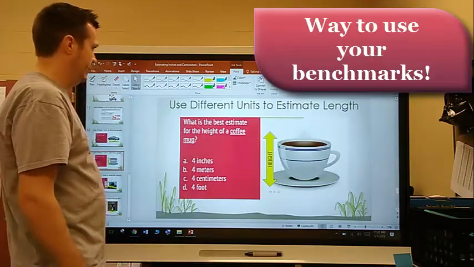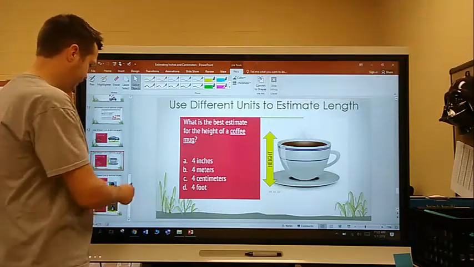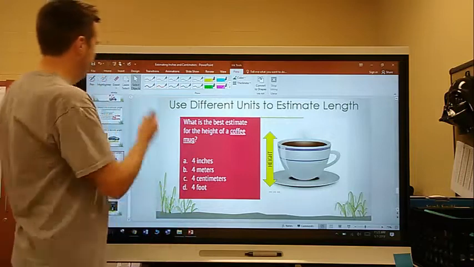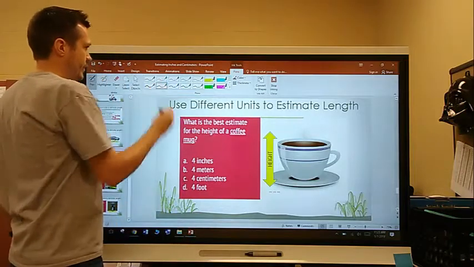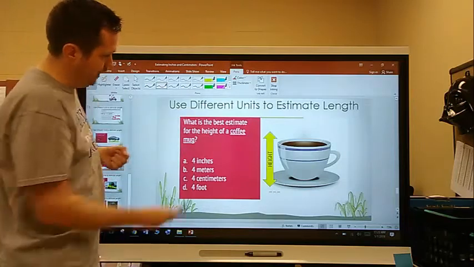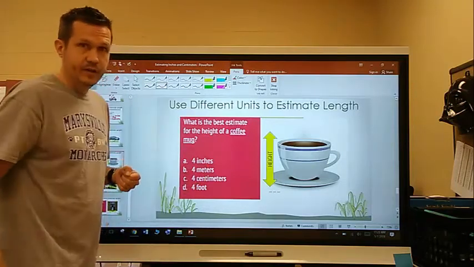Here we have a coffee cup. And it's asking the height of the coffee mug. How tall is it? Okay, we should be able to do that. Let's take a look at this one. About 4 inches. 1, 2, 3, 4. That was a close answer. I'm not going to get rid of that one yet.